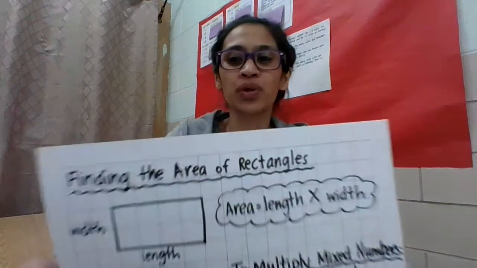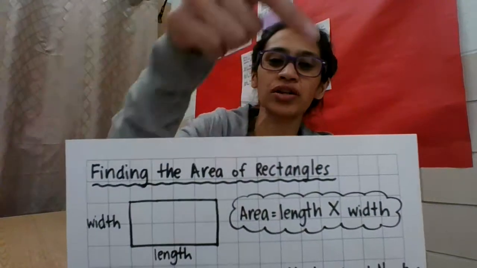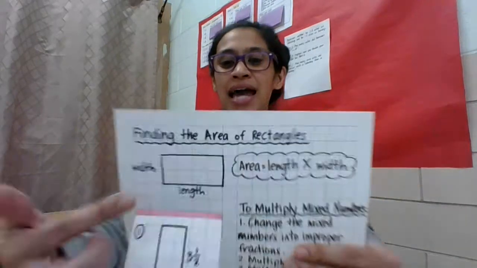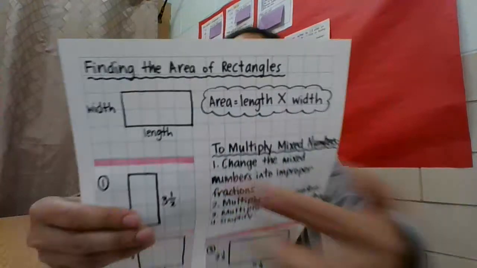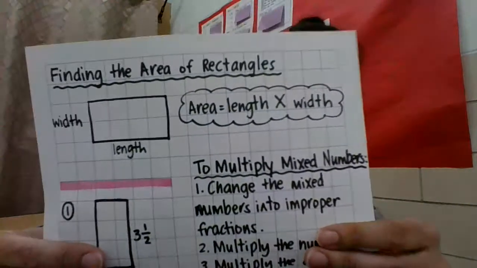All right, so we are going to work on finding the area of rectangles. Now, the area, what does that mean? The area is how much space is inside that figure. And we have a rectangle. Is this rectangle a two-dimensional or three-dimensional shape? It is a two-dimensional shape. It only has two dimensions, and those are right there on the sheet: length and width.